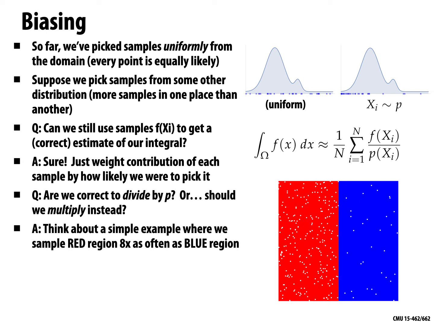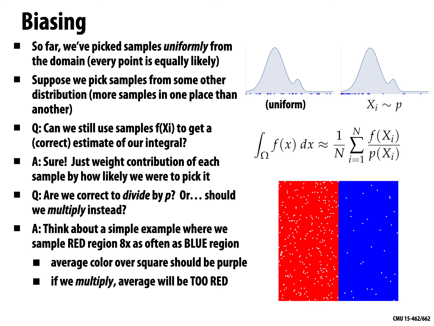Every sample that lands in the blue region should count for more because we know we're going to have fewer of them. Every sample that lands in the red region should count for less because we know ahead of time we're going to have a lot more of them. So, again, if we multiply by p instead of dividing, the average is going to be too red. We really need to divide.